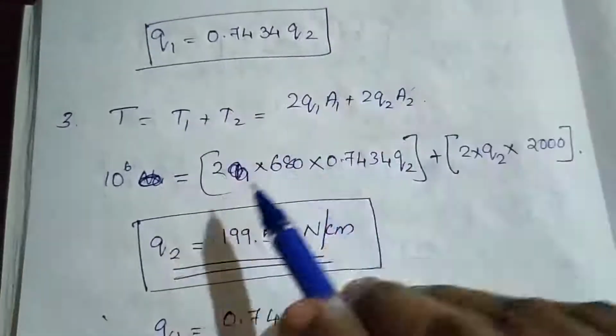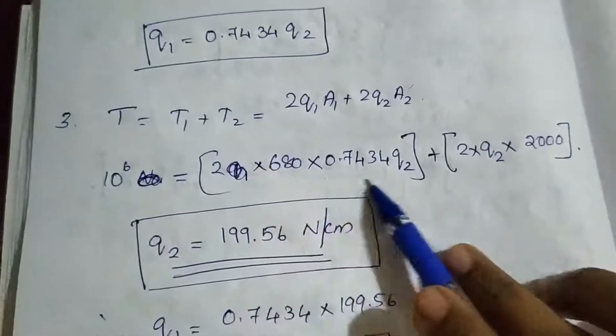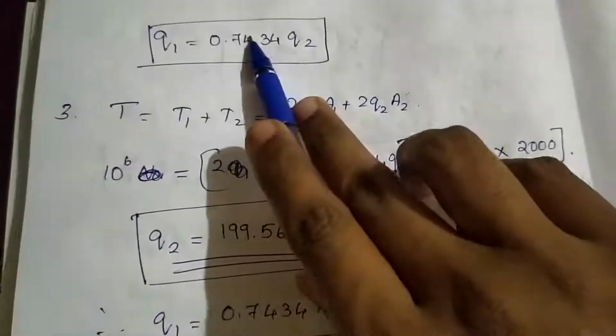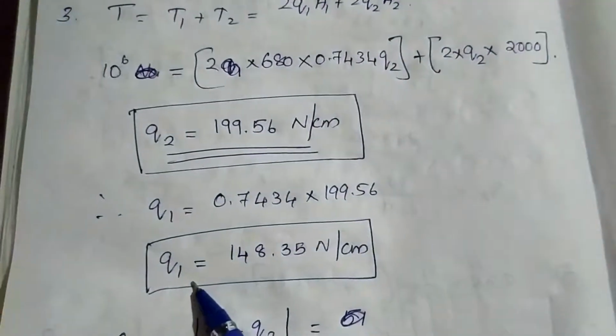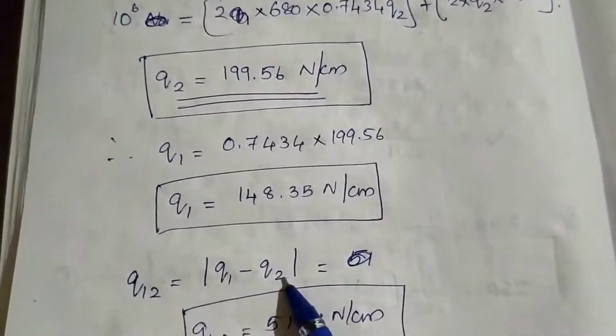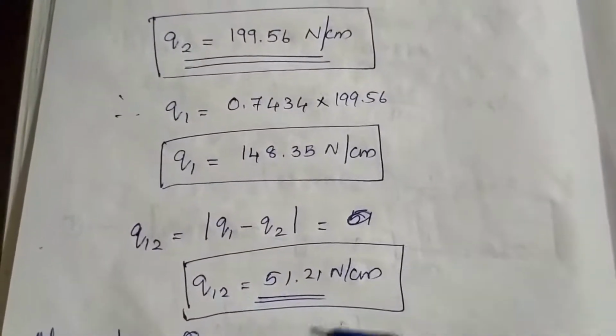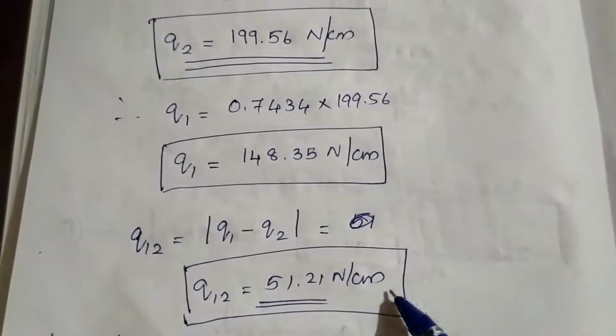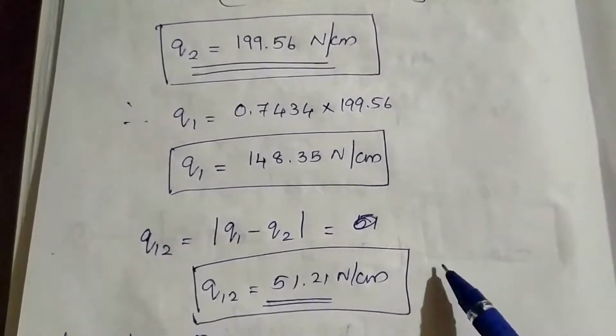Find the values: instead of Q1 you put this value, A1 you know, A2 you know, torque also you know. So this is 10 power 6. Substituting all these, you got Q2. Then from this equation you can get Q1. Q12 is Q1 minus Q2 or Q2 minus Q1, whichever is bigger will remain. Okay, Q12 is 51.21 Newton per centimeter.